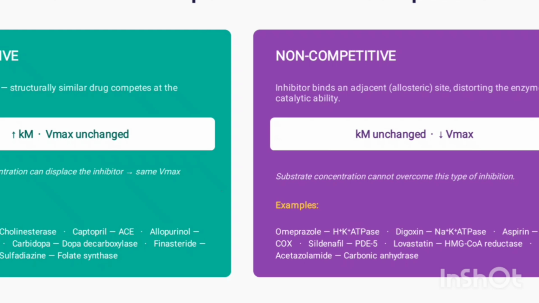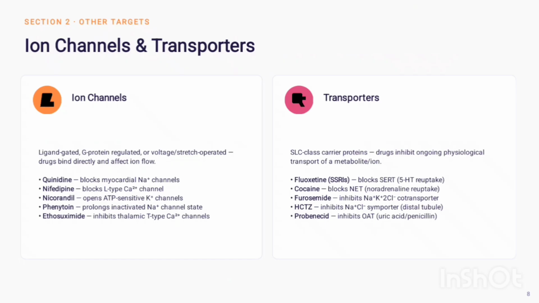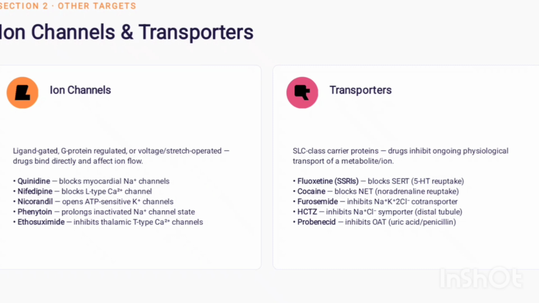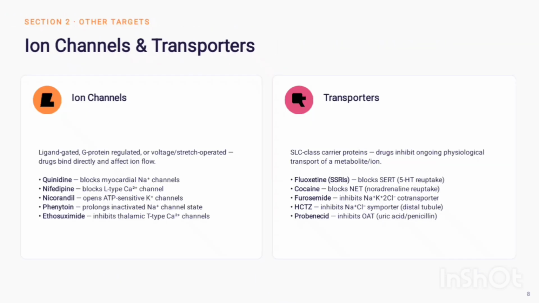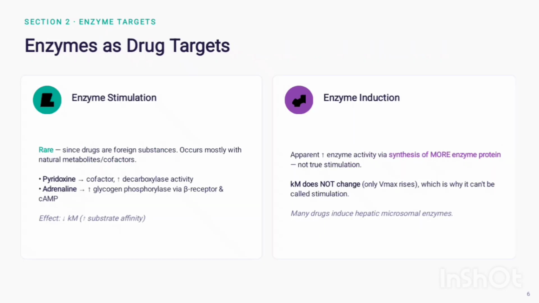Okay, so this is regarding enzymes, how the drugs will act, either by stimulating the enzyme or by inhibiting the enzyme. Enzyme stimulation is of two types: enzyme induction and enzyme stimulation. Here inhibition is of two types: competitive and non-competitive. Then other targets of the drugs are the ion channels and transporters. These are also proteins, membrane proteins, present on the cell membrane.